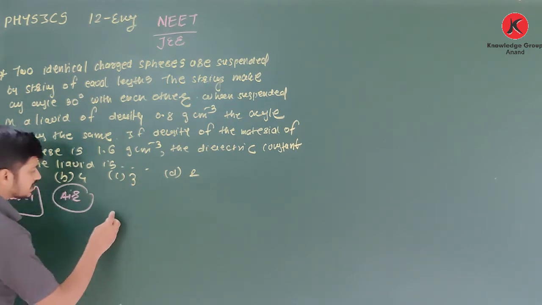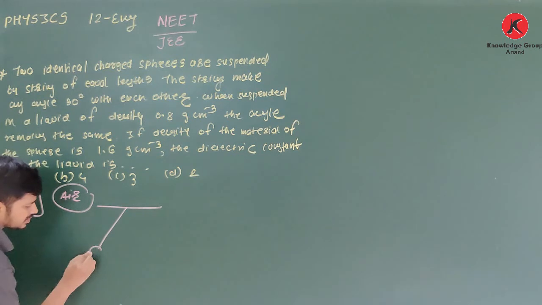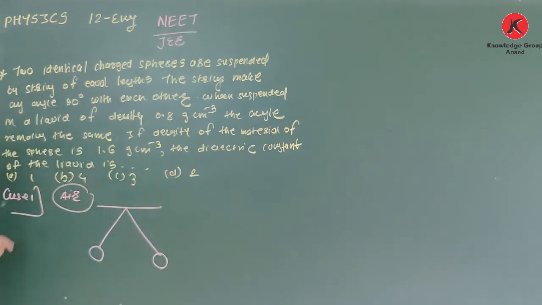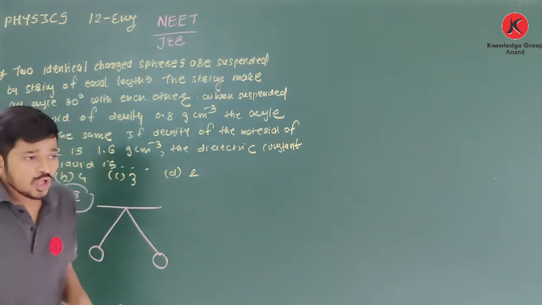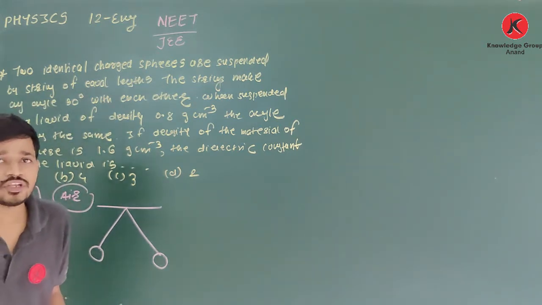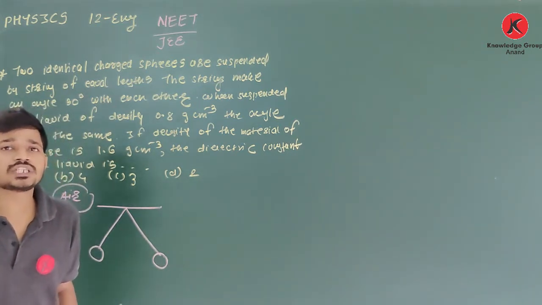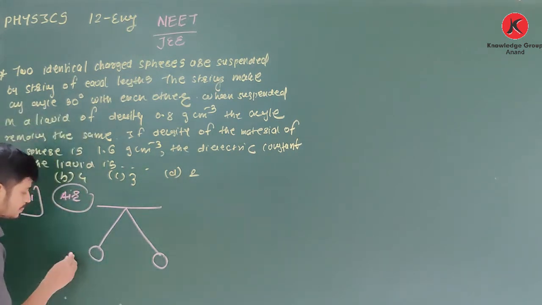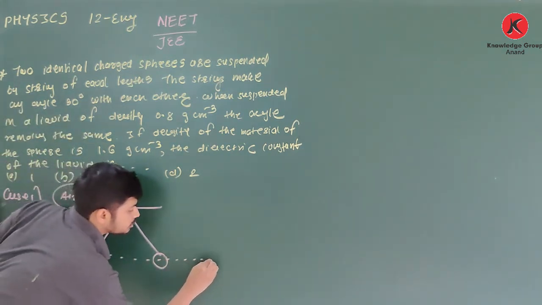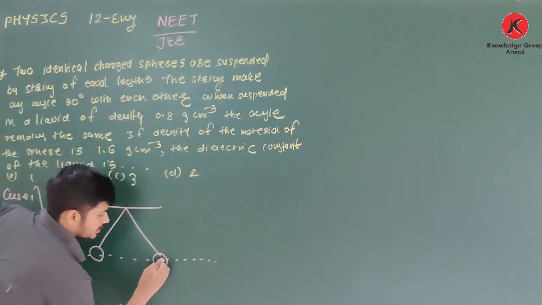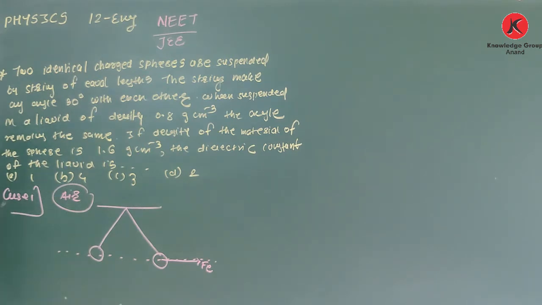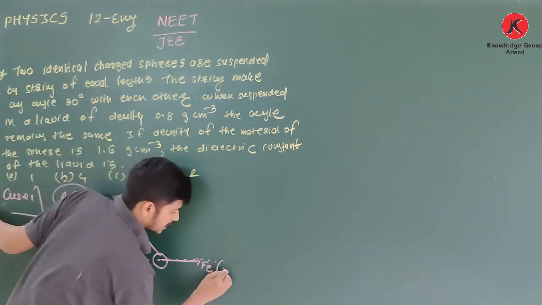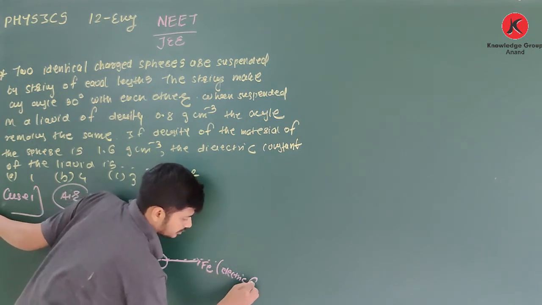See, the figure is like this. They have identical charges. Identical charged spheres means if the charge on one sphere is q, then the charge on the other sphere is also q. So between two like charges, there is always a repulsive force, and this force acts along the line joining the two charges. So the repulsive force Fe is in this direction. Any doubt? It is the electric force.